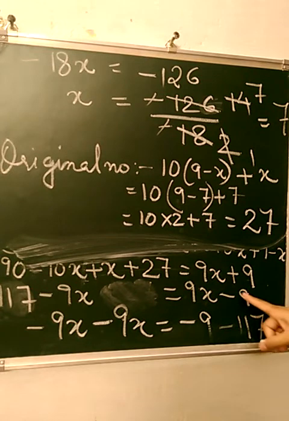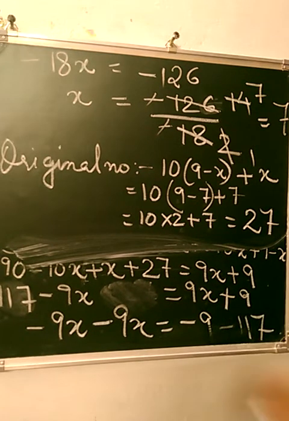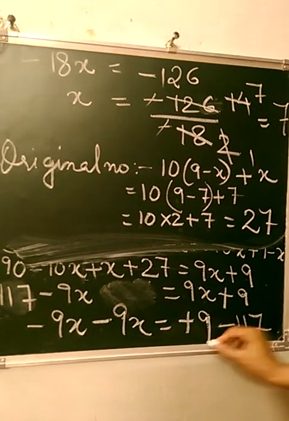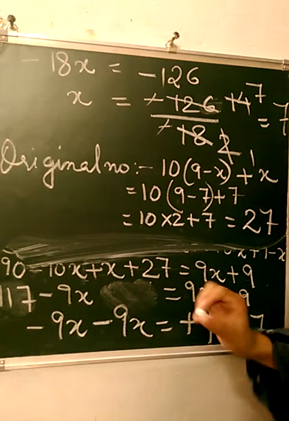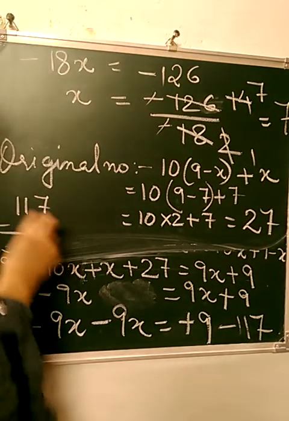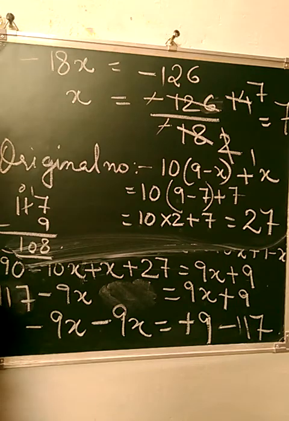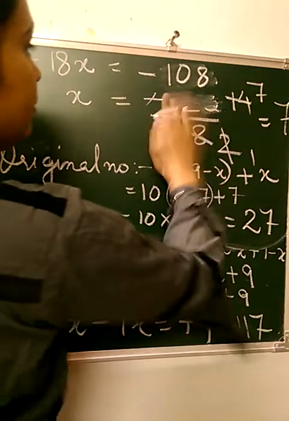This is a mistake, children, which I have made. I am very sorry. This is what? Plus. So this is plus. That means we will subtract. Okay, from 117 what will we subtract? We will subtract 9. So 117 minus 9. This is 108. So here 108 will come.